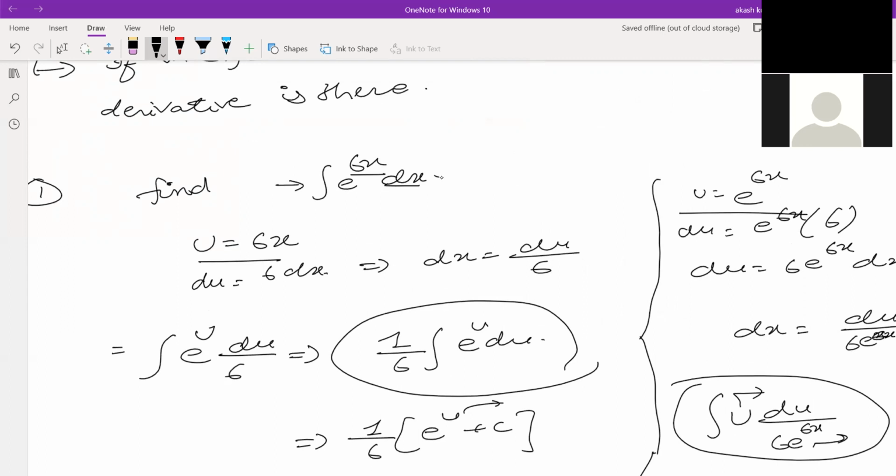In the next question, when we apply the U substitution and differentiate the function, the derivative of the function is there inside the function. So we have to choose wisely. Let's do another question and I will explain it further. But is this question clear to you? Okay.